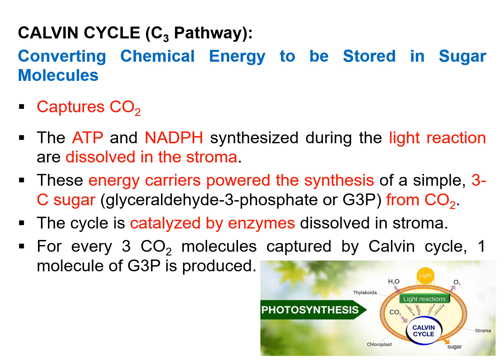So now we know the Calvin cycle is a process that converts chemical energy in the form of ATP and NADPH, which was initially produced by the light reaction, to be stored in sugar molecules. And this process requires carbon dioxide.